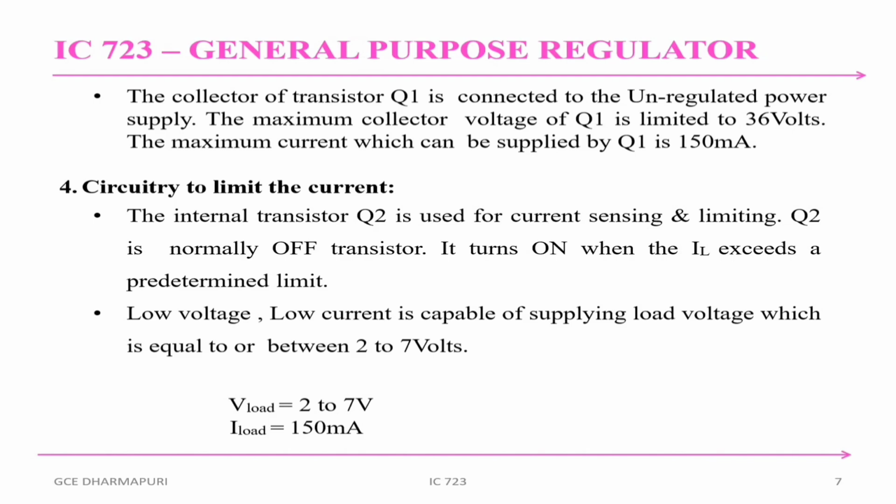Next, circuitry to limit the current. The internal transistor Q2 is used for current sensing and limiting. Q2 is a normally off transistor. It turns on whenever the current exceeds the predetermined limit. Low voltage, low current is capable of supplying load voltage between 2 to 7 volts. So the V load is equal to 2 to 7 volt and I load is equal to 150 milliampere.